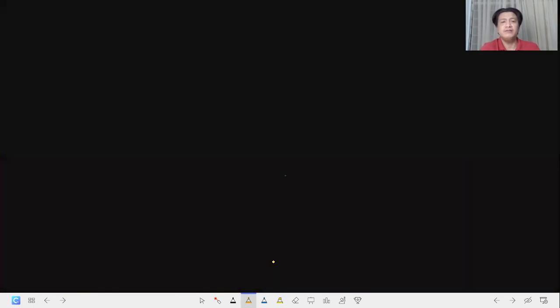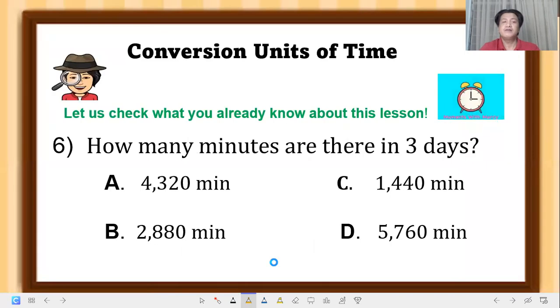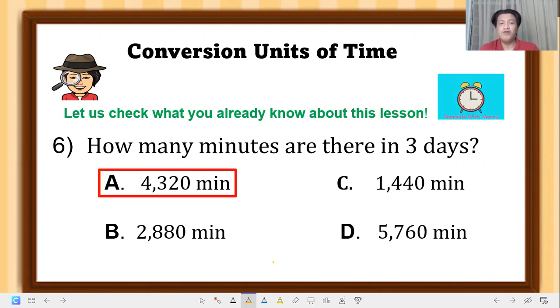Okay, let's have number 5. How many days are there in 36 hours? Timer starts. Okay, that is letter B, 1.5 days. Okay, so next question, number 6. How many minutes are there in 3 days? Timer starts. That is letter A, 4,320 minutes.